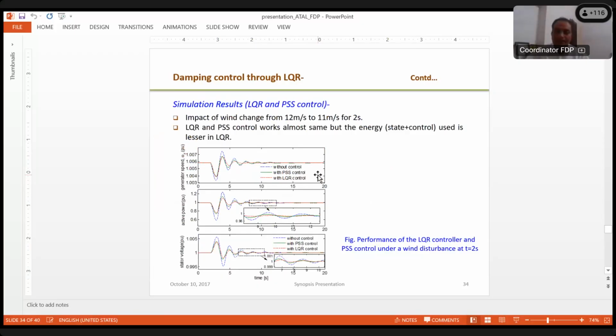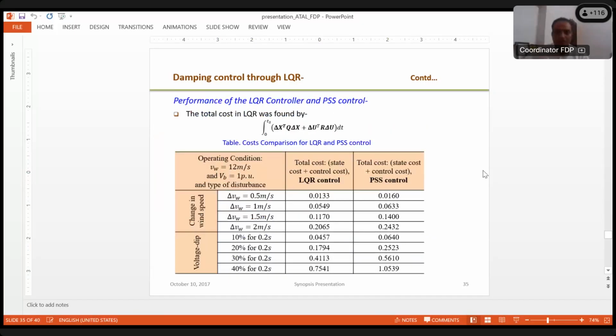One is that it is damping perfectly. The second thing is that it does so with a much lesser amount of energy, or lesser rotor voltage. So these two are the benefits of this control. Here is the cost, or I must say the value or the energy which is being fed to the rotor voltage for the control of that generator.